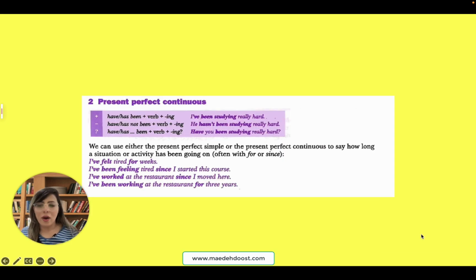So, what is present perfect continuous? Present perfect continuous is so similar to present perfect simple. Present perfect continuous has different formula. We use have and has like before plus been, verb plus ing. First we have fa'il or subject, I, you, she, he, it, we, you, they. We have or has for she, he and it, and been plus verb plus ing.